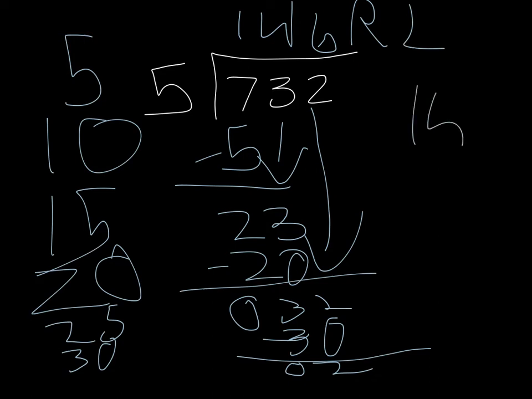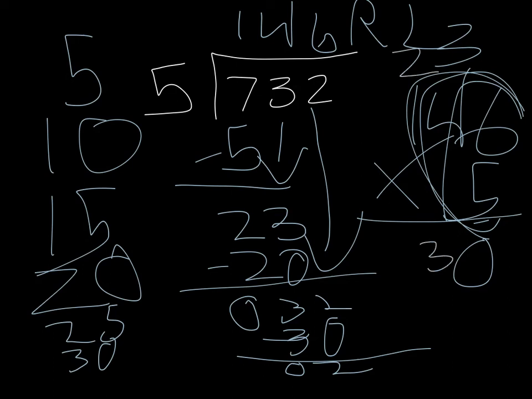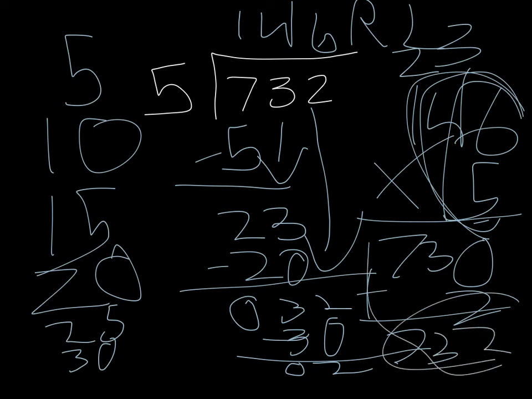And now check it: 146 times 5. 6 times 5 equals 30. 5 times 4 equals 20. Add the 3 equals 23. And 5 times 1 equals 5. Add the 2 equals 7. Plus 2 equals 7, 32, which matches up with that.